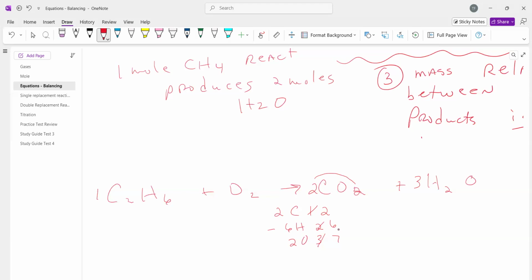Okay, so we've got to fix the oxygens now. How can we get 7 oxygens when O's come in pairs? 3.5 O2s will give us 7. Okay, so we're going to write the 3.5 as a fraction, 7/2. Now that gives us 7 oxygens on the left. Now it's balanced. It's balanced, but we have a fraction, so we have to clear the fraction.